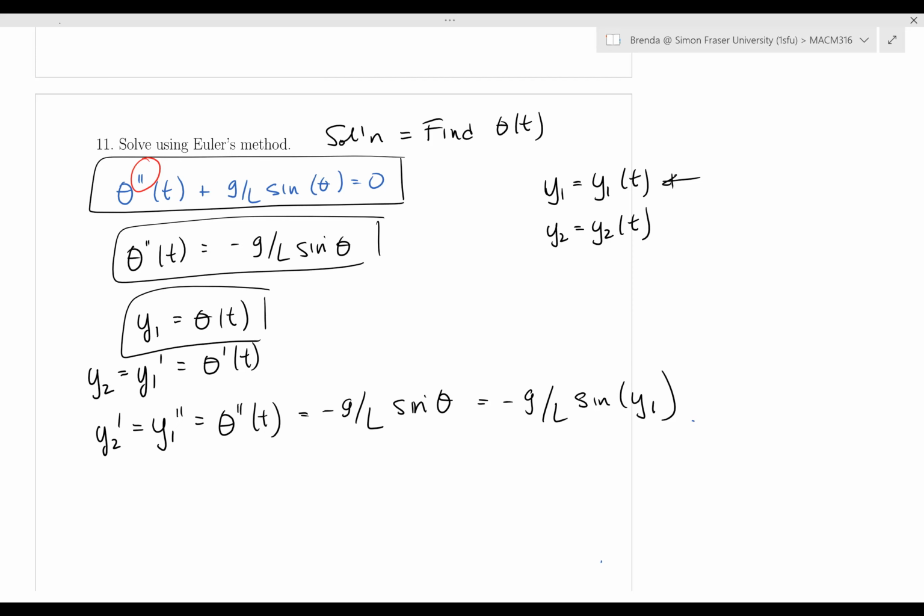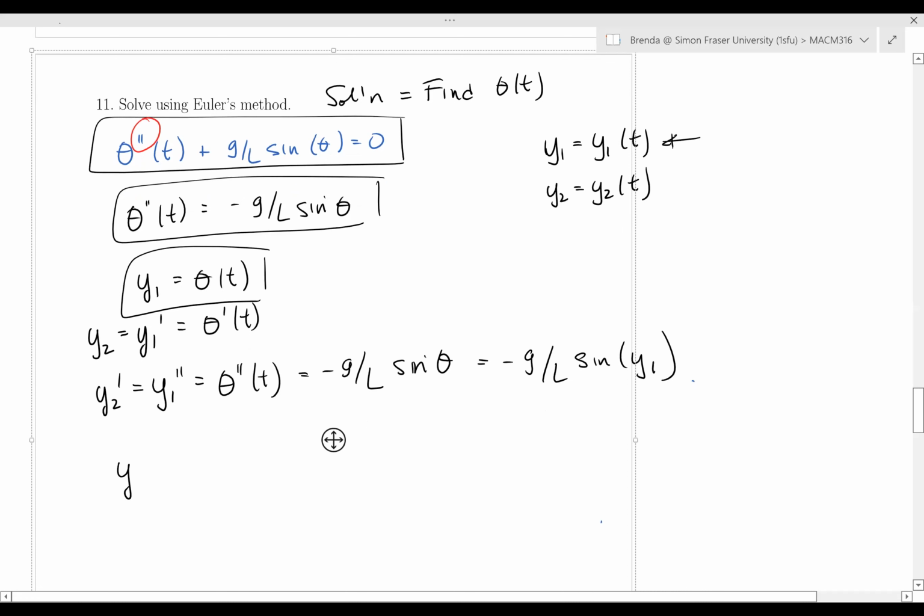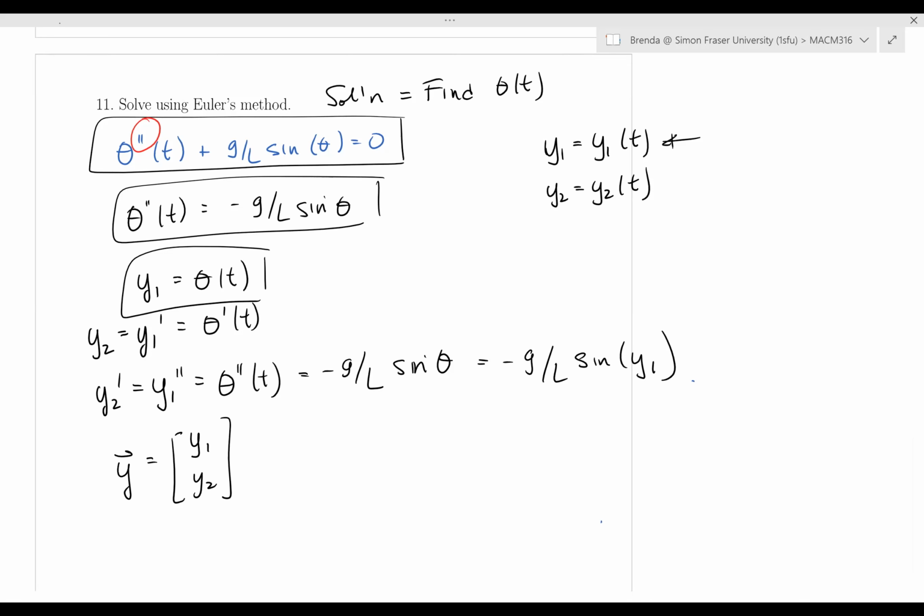Now the program is basically finished. I have a vector y, which contains two functions, y1 and y2, with y1 being what I'm ultimately wanting to know. I have another vector, y prime, and that is y1 prime and y2 prime. It's a vector.